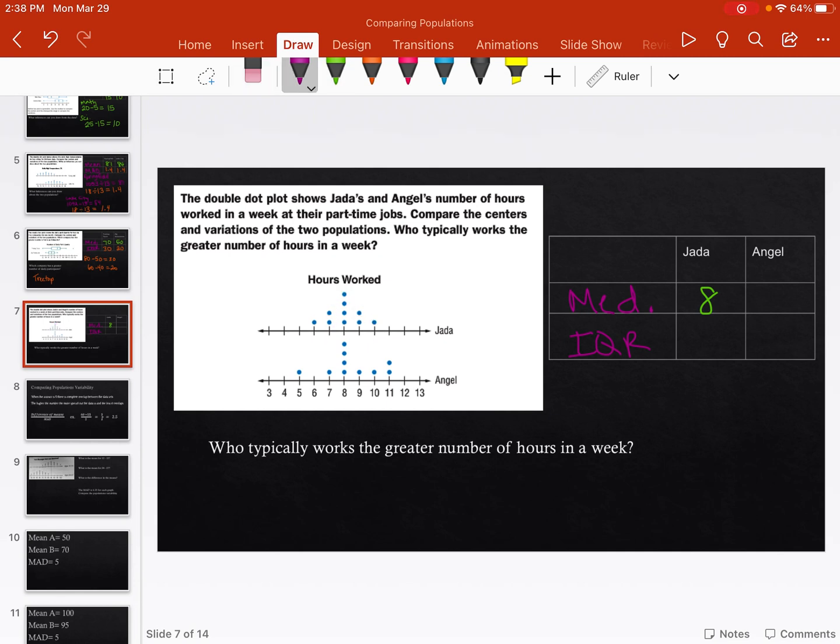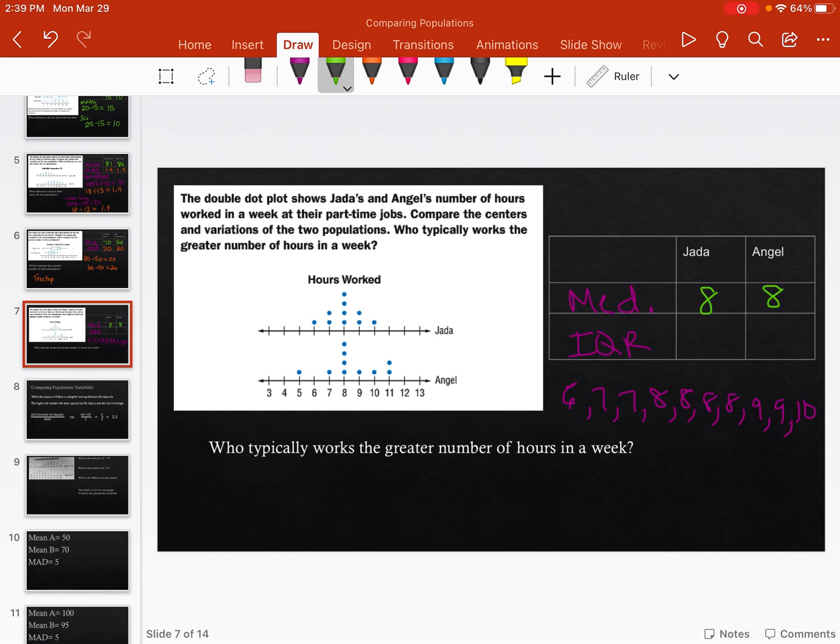I'm going to do the same thing real quick for Angel. Cross, cross, cross, cross, cross, cross, cross, cross. And again, I've got 2 8s here in the middle. So both of their medians are 8. To find the IQR though, this is a little different. We do have to list out the data. It's going to be a lot easier if you have it listed out. So I have 6, 7, 7, 8, 8, 8, 8, 9, 9, 10.